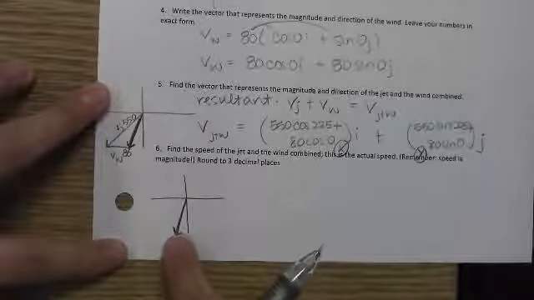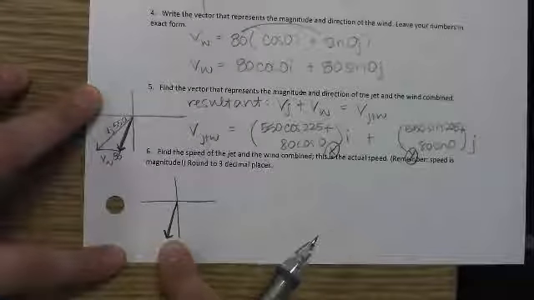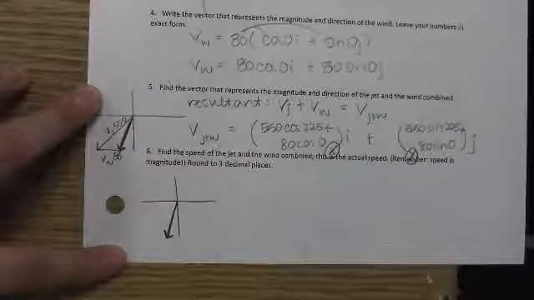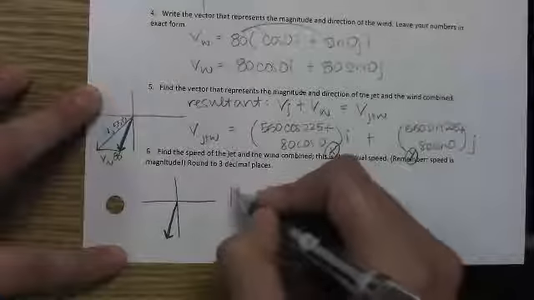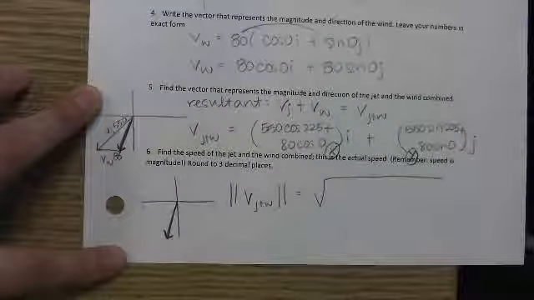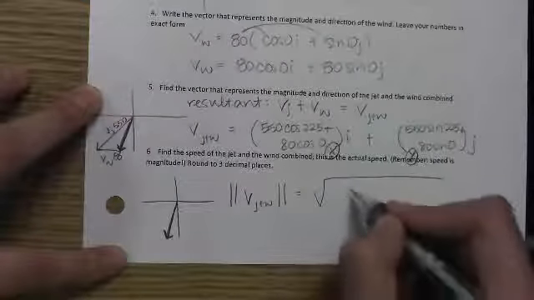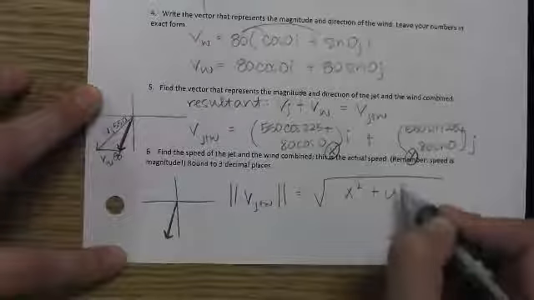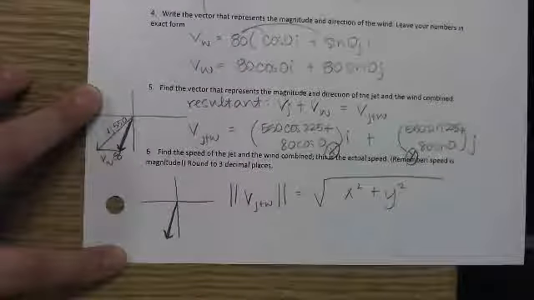So how could I find the magnitude of this? So this is the vector that we have. How could I find the magnitude of that? Do you guys remember how to find the magnitude of a vector? Yeah. So the magnitude of this vector, what do I do? Yeah, x squared plus y squared. Okay, so let's go ahead and type it in and see what we get.